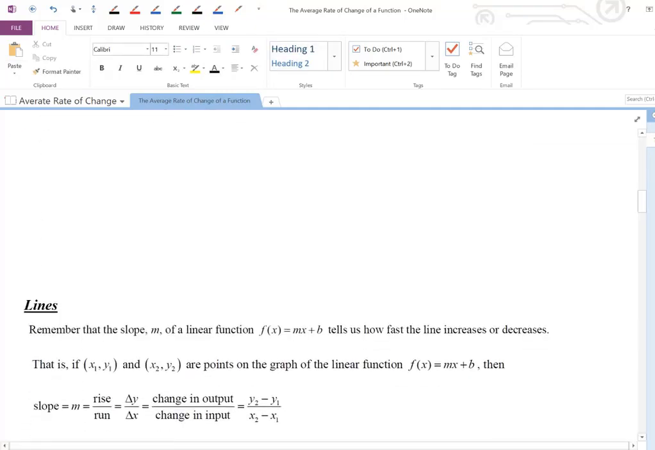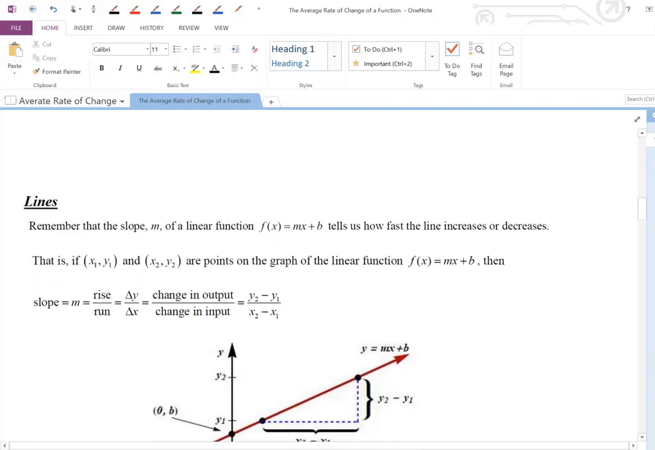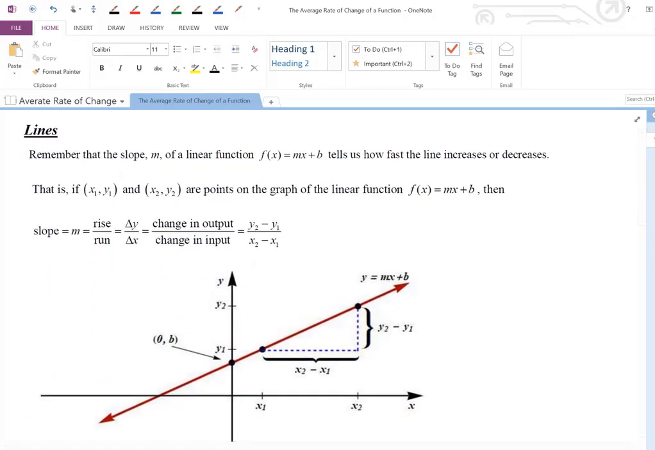In order to take a look at this, we're going to have to briefly refresh our knowledge about the slope of lines. Remember, when we talk about a linear function, f of x equals mx plus b is the slope-intercept form of a line expressed as a function. That number m tells us the slope of the function because it's linear. And what does it tell us? Well, slope tells us how fast the line increases or decreases. It just so happens that linear functions have a constant slope.